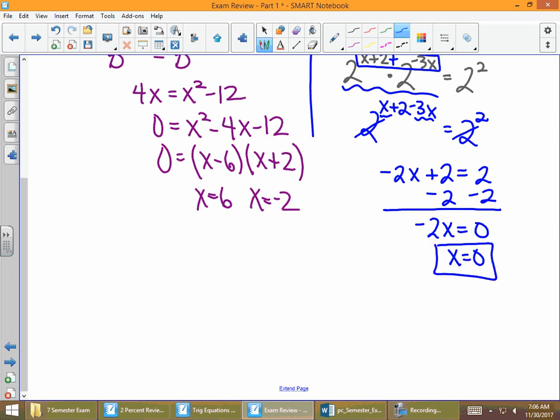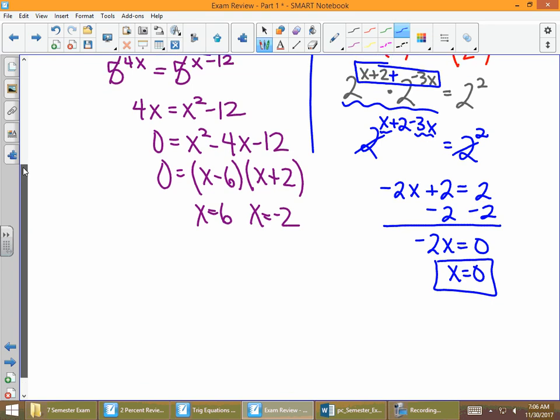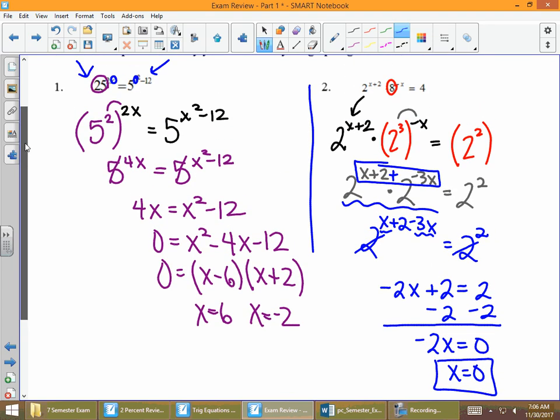Again, you can plug back in to check in the original problem. Or you can put this in as y1 and this in as y2 and find where they cross, which would be at x equals 0. Find your path of least resistance for these problems.